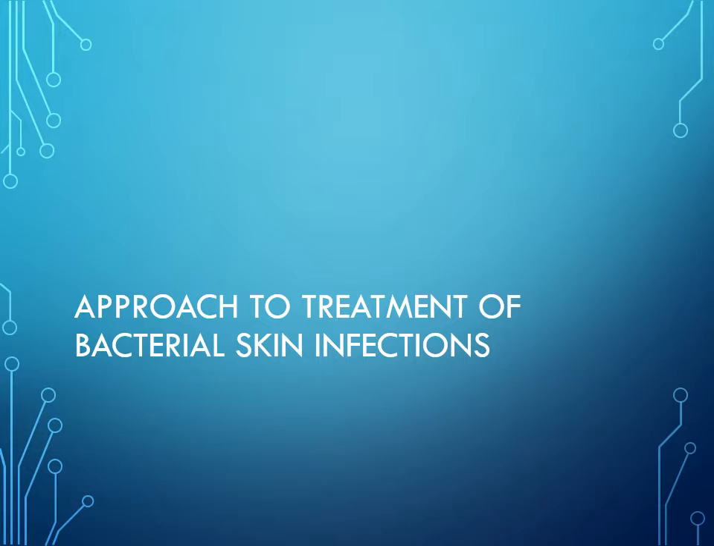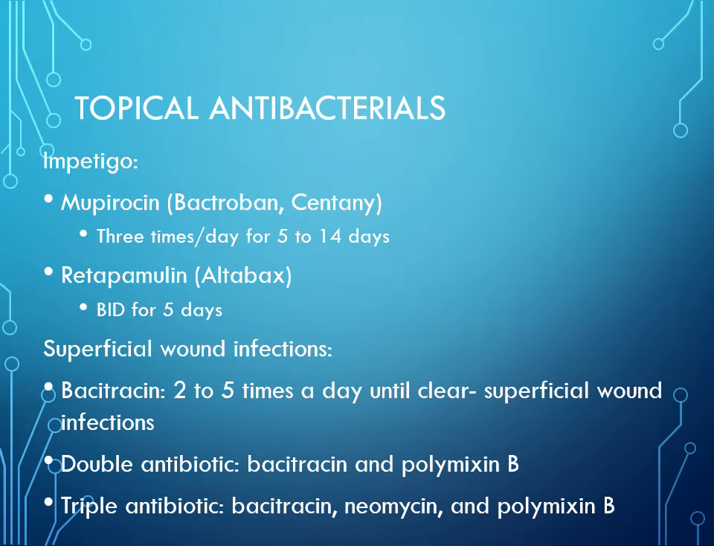Now we'll look at how we approach treatment of bacterial skin infections. Okay, we'll start with impetigo. We could use mupirocin, which is Bactroban, 3 times a day. Altabax is BID for 5 days. For superficial wound infections, we can use bacitracin 2 to 5 times a day until it appears to be clear.